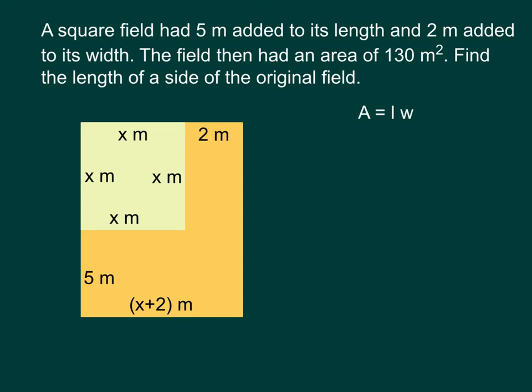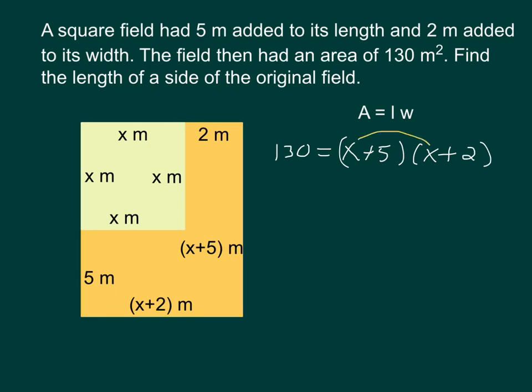And then I can do the same type of thing for the length. I have x meters here, another 5 meters here, so the entire length is going to be x plus 5 meters. And so now that I know my width and my length, x plus 2 and x plus 5, I can plug into my formula. Now I know the area is 130 square meters, and the length is x plus 5, and the width is x plus 2.